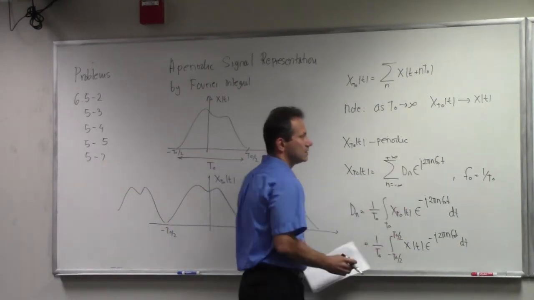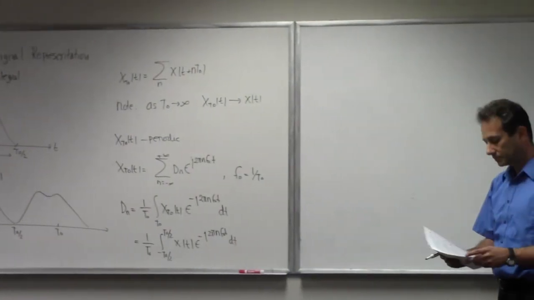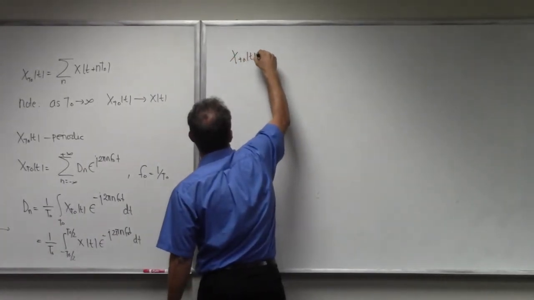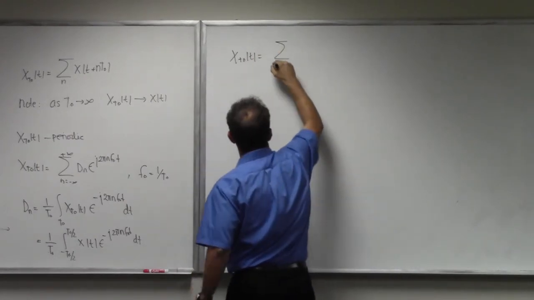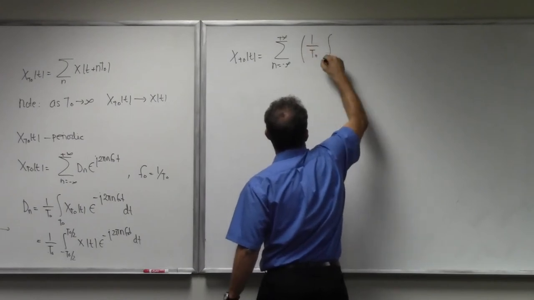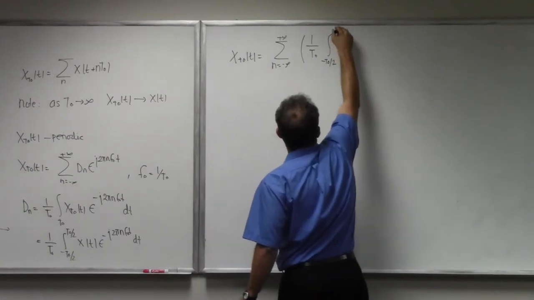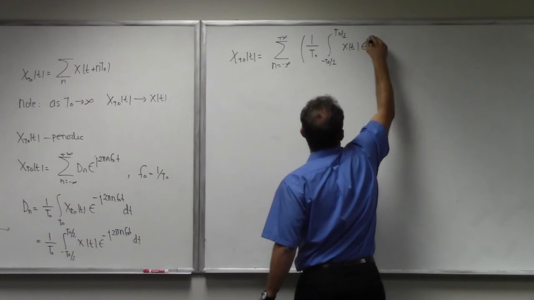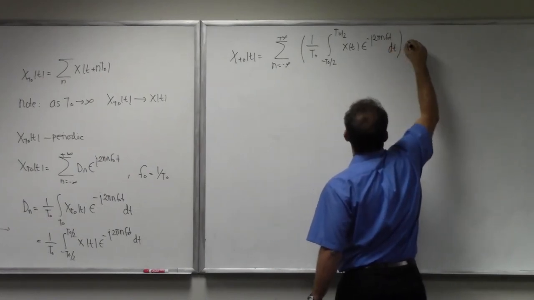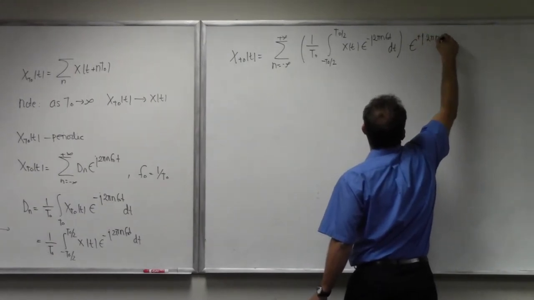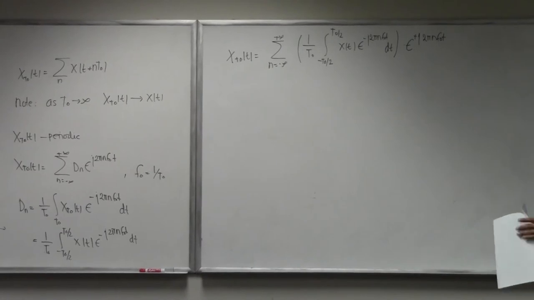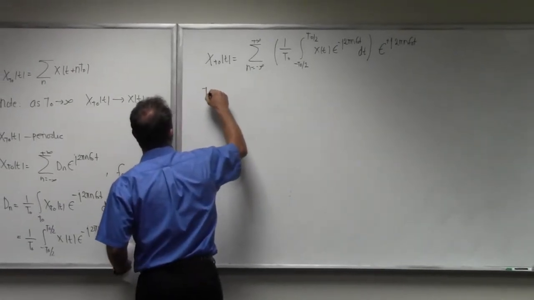So let me put this in here, and then see what happens when I let t0 go to infinity. I have this expression here: x_{t0}, my periodic waveform, is going to be equal to the sum, when n goes from minus infinity to plus infinity, of the integral for d_n, 1 over t0, integral from minus t0 over 2 to t0 over 2, x of t e to the minus j 2 pi n f0 t dt, and then everything multiplying e to the plus j 2 pi n f0 t. Okay. So now let t0 go to infinity.